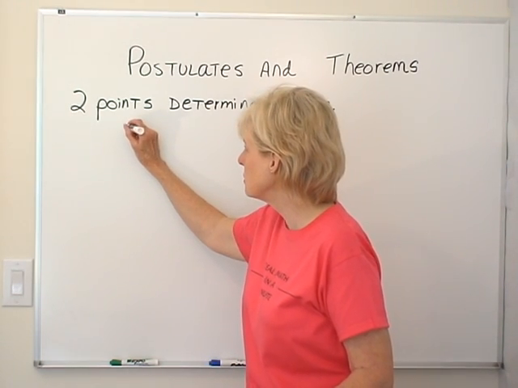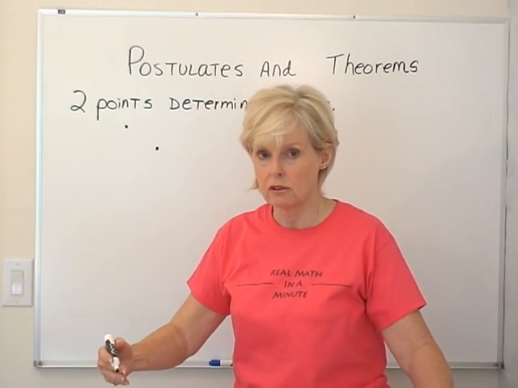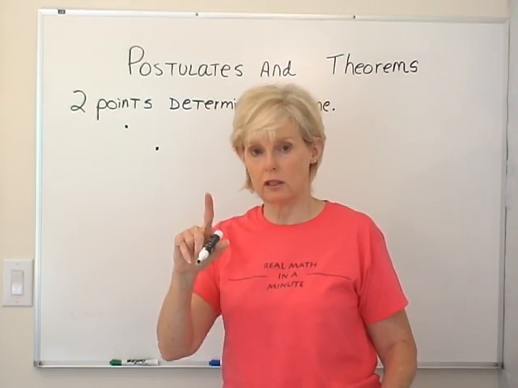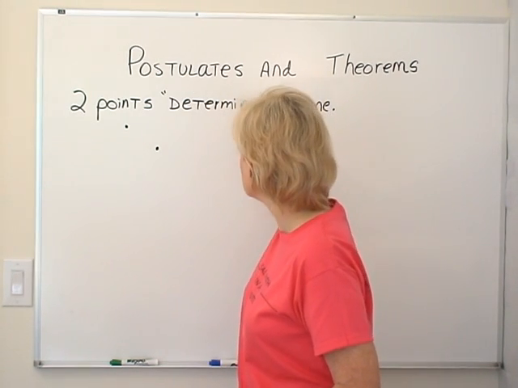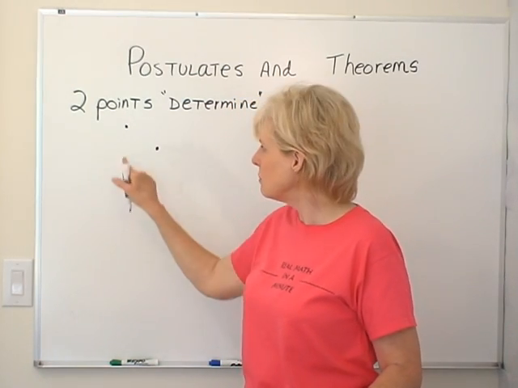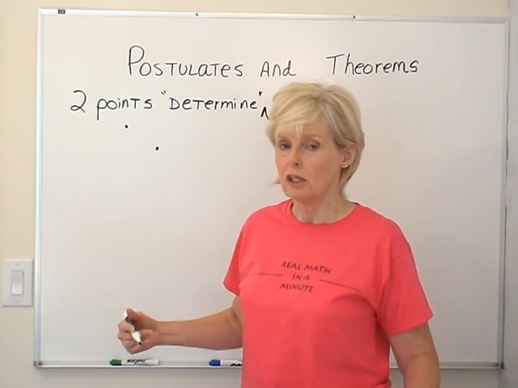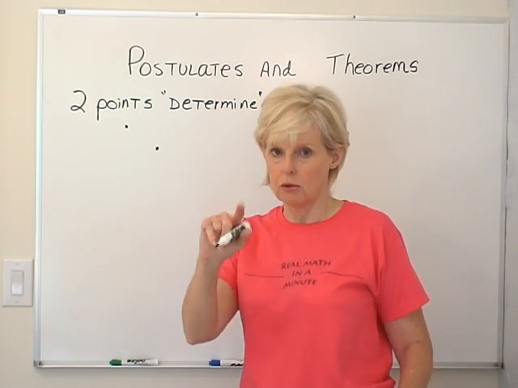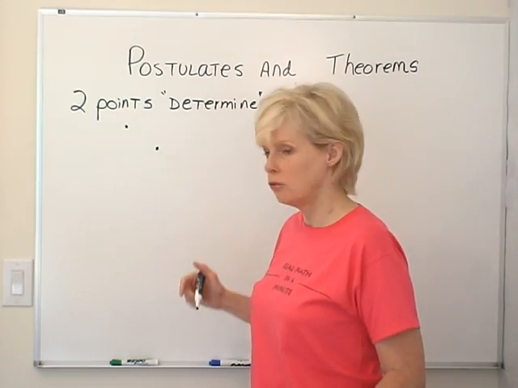2 points. Here's a point and here's a point. It means any 2 points determine one and only one line. Now you say, well, what does determine mean in this case and the way it's used here? Well, it means if you have 2 points anywhere, any 2 points, you can draw exactly one and only one line through those 2 points.